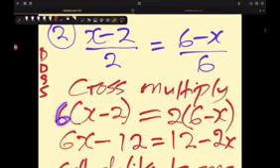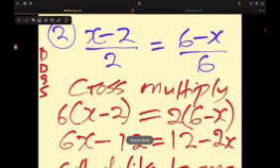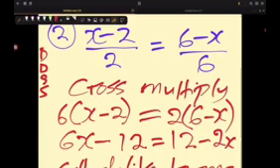So 6 into bracket of that, 2 into bracket of 6 minus x. So we need to clear the bracket in this situation. We need to clear the bracket. When you have something that looks like this, just clear the bracket.